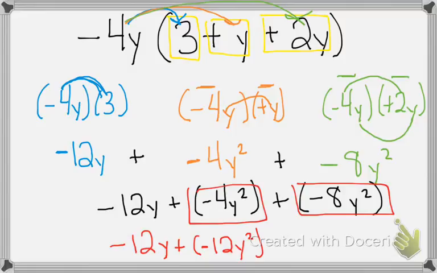If I wanted to rewrite this as an expression that looks similar, negative 12y minus 12y squared. Oftentimes in algebra, you're not going to see a plus negative right next to each other. They simply write that as a negative sign.